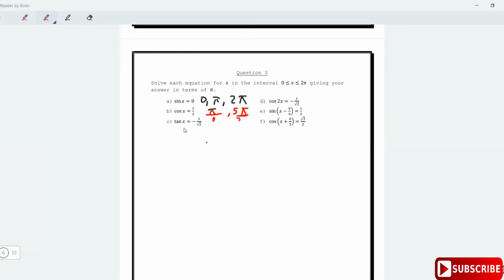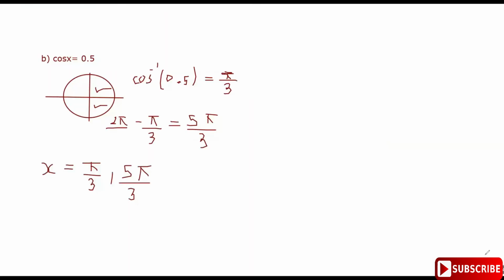Now let's look at part C. Part C says to solve tan x equal to minus 1 over root 2. We're solving tan of x, and it is equal to minus 1 over root 2. First thing, we notice that this has a negative. So we're going to draw our circle and ask ourselves, where is tan negative?